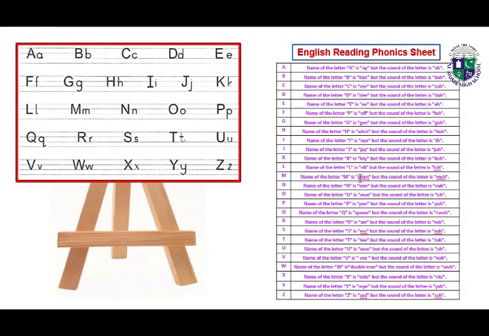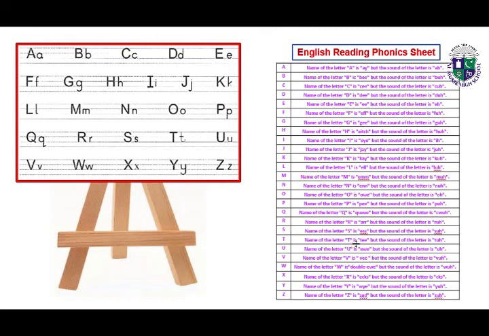Name of the letter L is L, but the sound of the letter is L. Name of the letter M is M, but the sound of the letter is M. Name of the letter N is N, but the sound of the letter is N. Name of the letter O is O, but the sound of the letter is O. Name of the letter P is P, but the sound of the letter is P. Name of the letter Q is Q, but the sound of the letter is Q. Name of the letter R is R, but the sound of the letter is R.